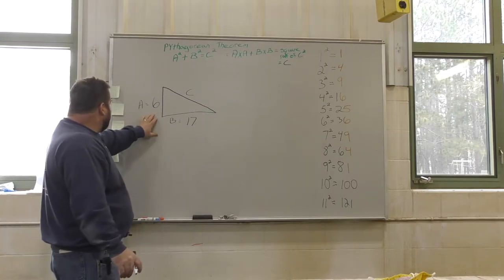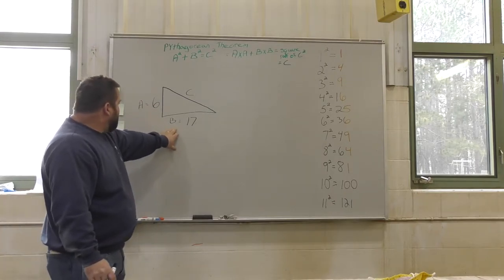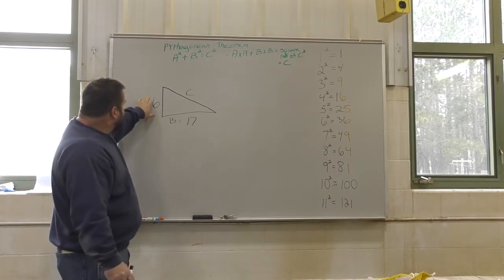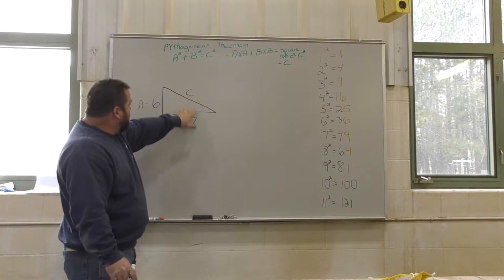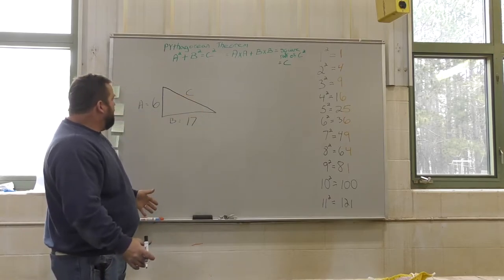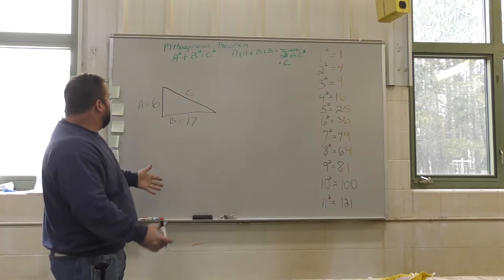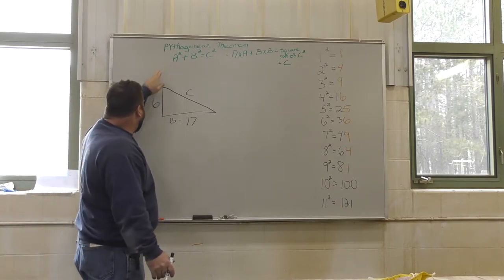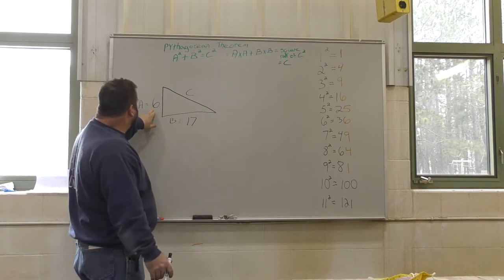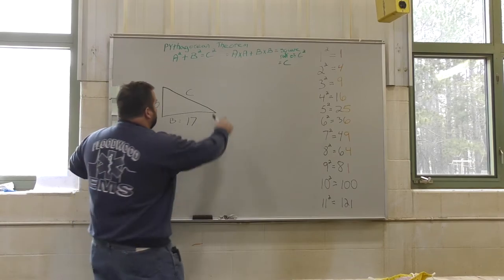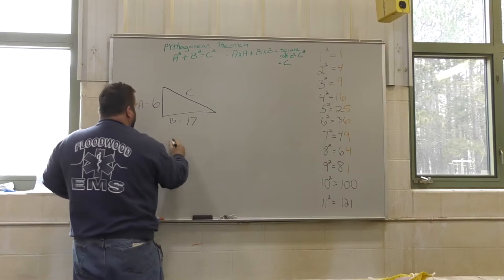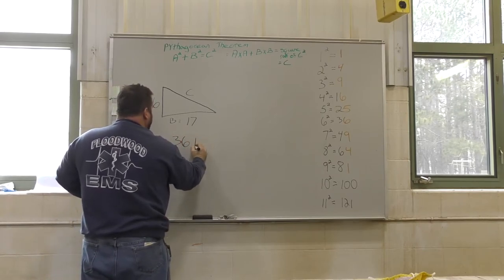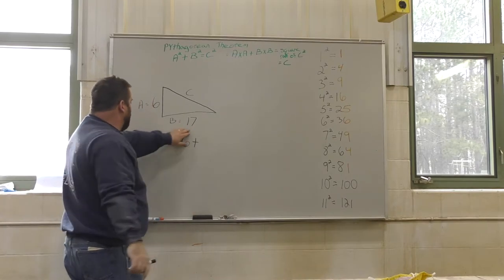We've got A equals 6, B is 17, so 17 is our run, 6 is our rise. We want to find out what C is. But to find out what C is, we have to do the Pythagorean theorem. So we have to take 6 squared, which is A, our rise, A squared, so A times A, 6 times 6 is 36, and then we add that to 17 squared.